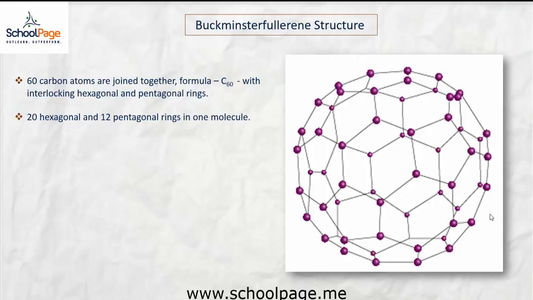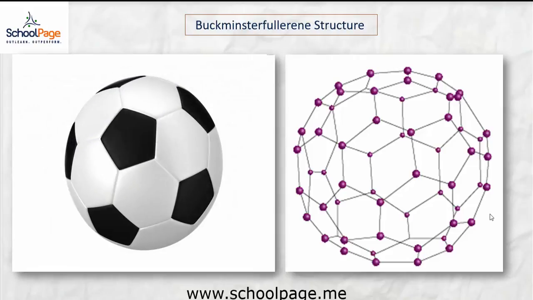The allotrope is named after American architect Buckminster Fuller, who designed a similar dome-shaped hall for international exhibition. You can see that the Buckminsterfullerene molecule resembles the shape of a football with pentagons and hexagons in it.